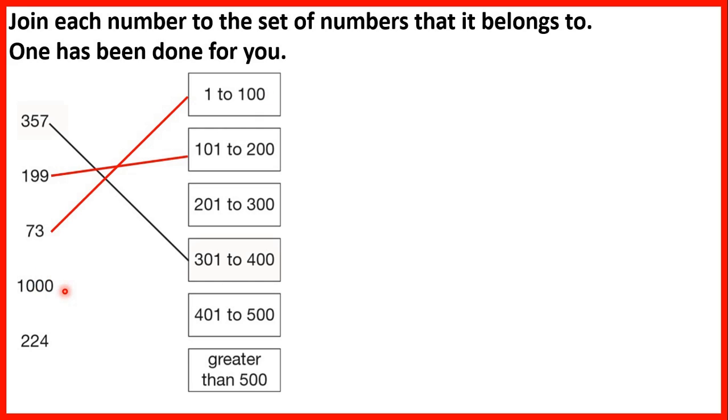Now 1000 is the same as 10 hundreds, so that's greater than 500. And 224 we can match with 201 to 300, because this 2 in our hundreds tells us that it's between 201 and 300.